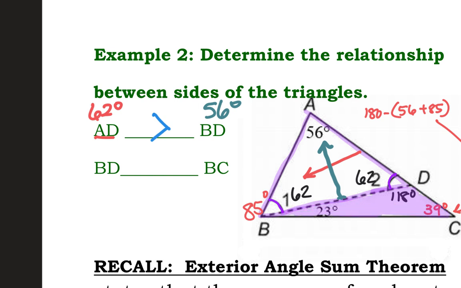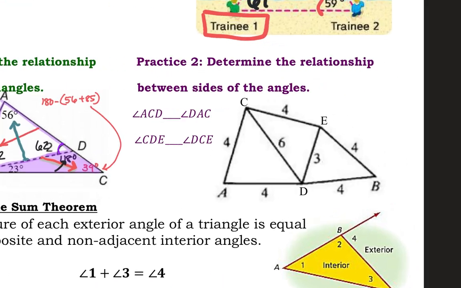All right, so looking at the one at the bottom, what degrees is across B to D? 39. So across this side is 39. So I'm going to write 39 here. What angle is across B to C? 118. Which one's bigger? B to C. Okay.